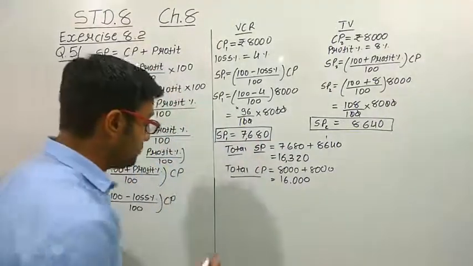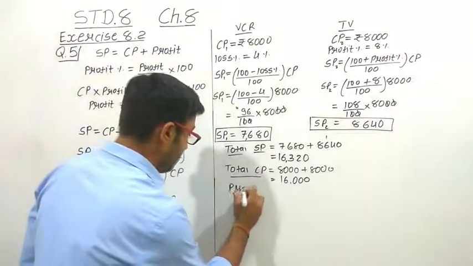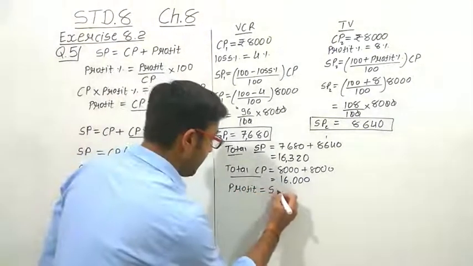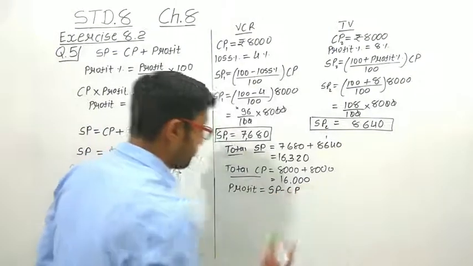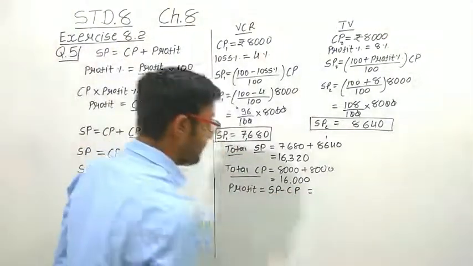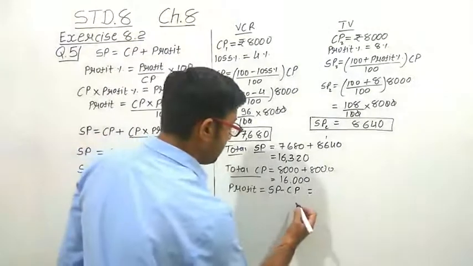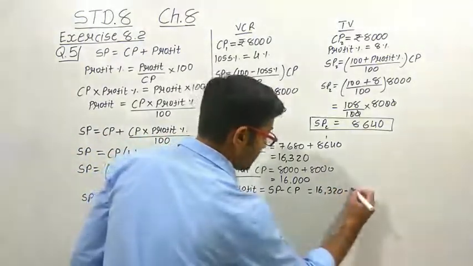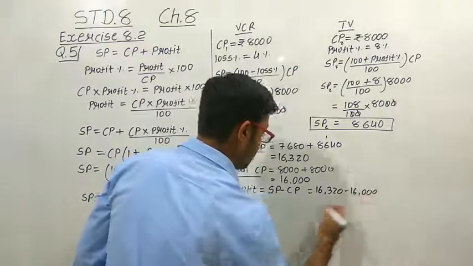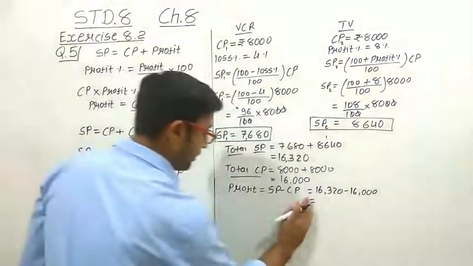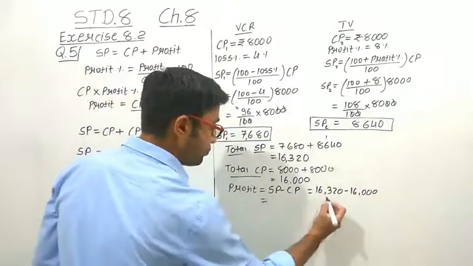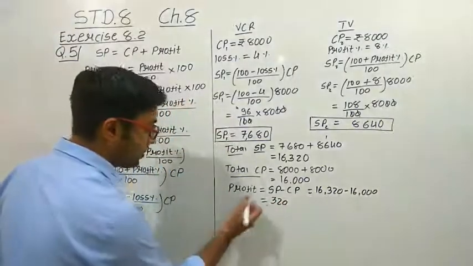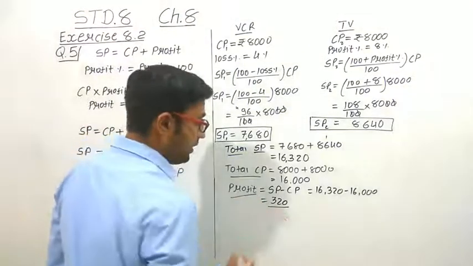How much profit is he making here? Profit we can write as selling price minus cost price, right? So the selling price is 16,320 and the cost price is 16,000. So we get the profit is equal to, if we subtract this, 320. So he is making a profit of 320 rupees.